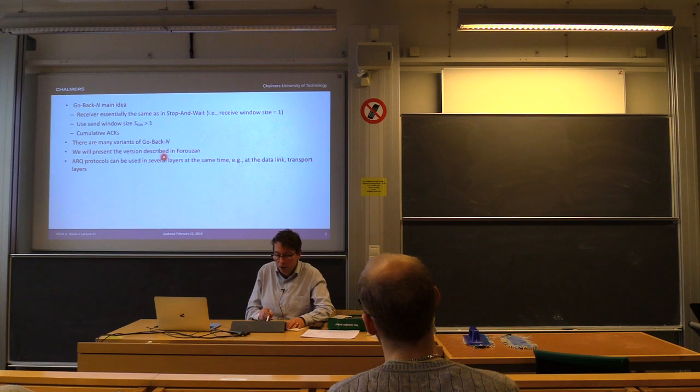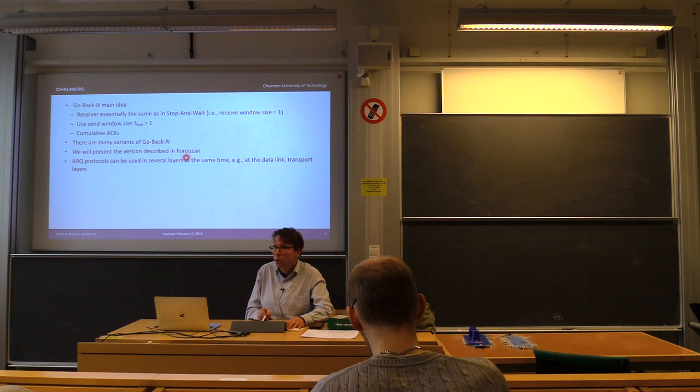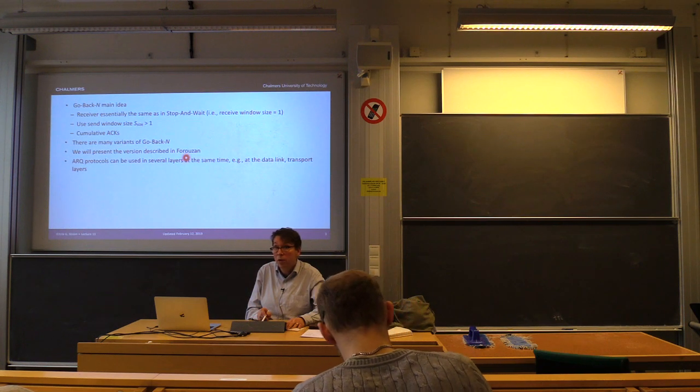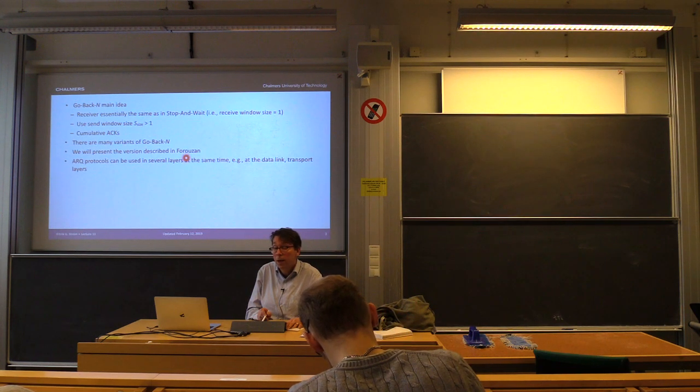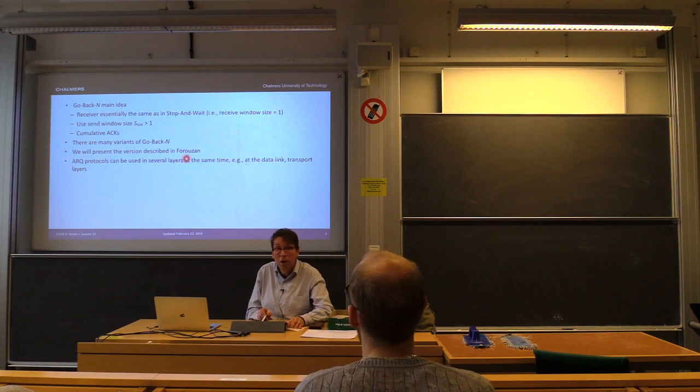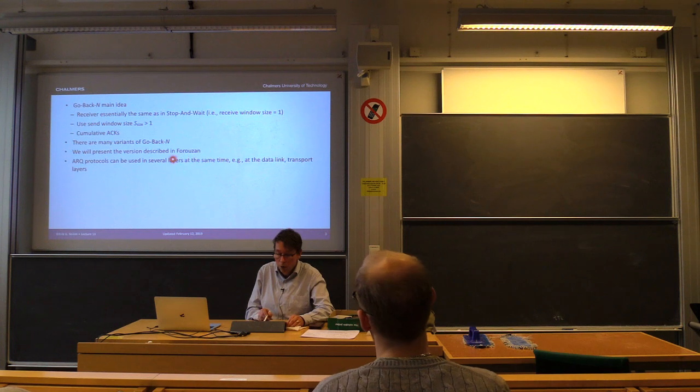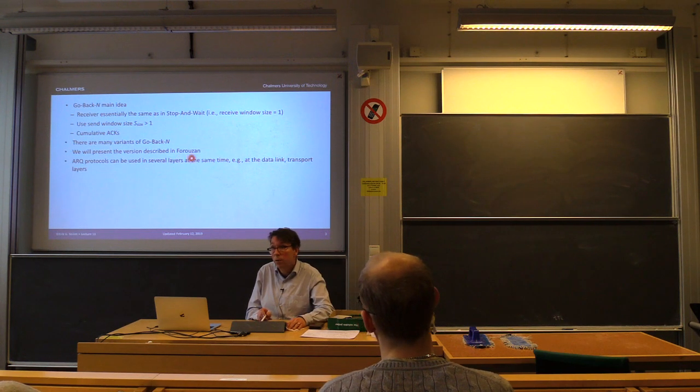In Forouzan, Go-Back-N is described as a transport layer protocol. That is, Go-Back-N is not constrained to be only in the transport layer. It could also be in the data link layer for sure, and in other layers also. If you read it in the book, it will be in the chapter that deals with the transport layer, but don't take that as meaning that Go-Back-N is only in the transport layer. It could be in other layers also.